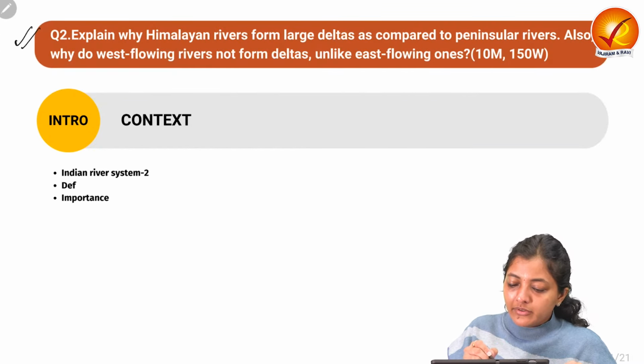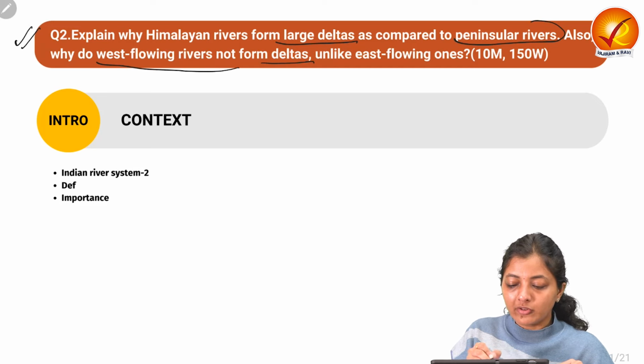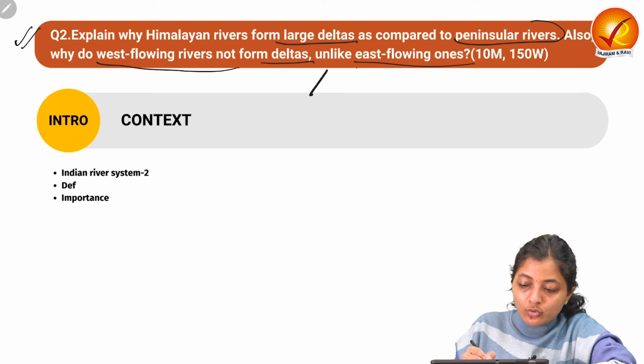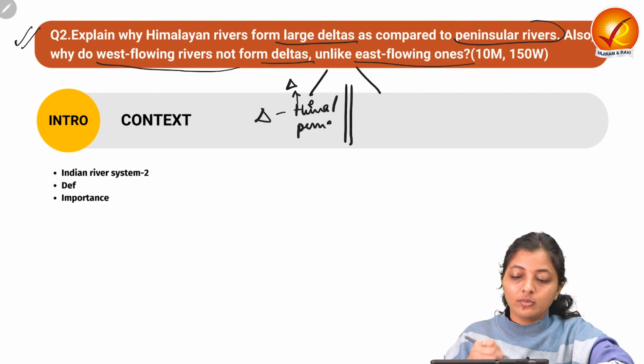Explain why Himalayan rivers form larger deltas as compared to the peninsular rivers. Also, why do west flowing rivers not form deltas unlike east flowing ones? So the question has two parts. The first is talking about the delta formation by Himalayan and peninsular regions. We have to do the comparison and also explain why the Himalayan rivers form the larger delta.